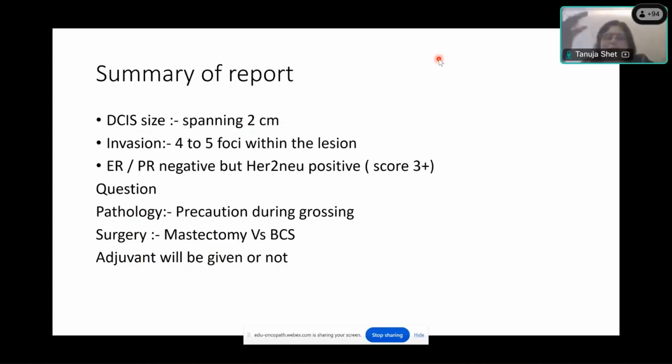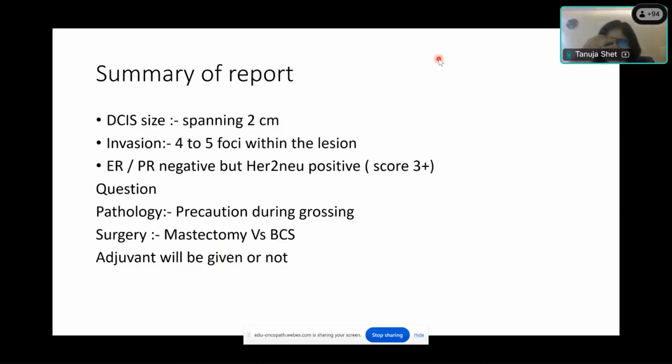Okay. And DCIS, they are not going to give any adjuvant, but if you say invasion, they are going to give full adjuvant chemotherapy for this patient. So that's the precaution. And Garvit, what kind of surgery will you do for this patient? You already have one lumpectomy with nipple excision. Will you stop at that or something more?